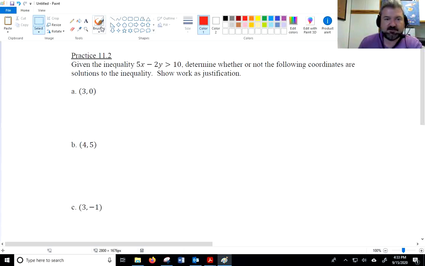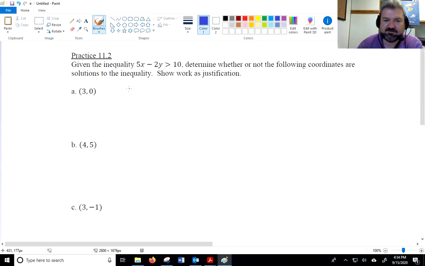Okay, now it's time for us to give it a try. Given this inequality, 5x minus 2y greater than 10, determine whether or not the following coordinates are solutions to the inequality. So we could draw a graph, but the graph is inexact. What we really want to do is plug in the points and see if it makes a true statement called a tautology.